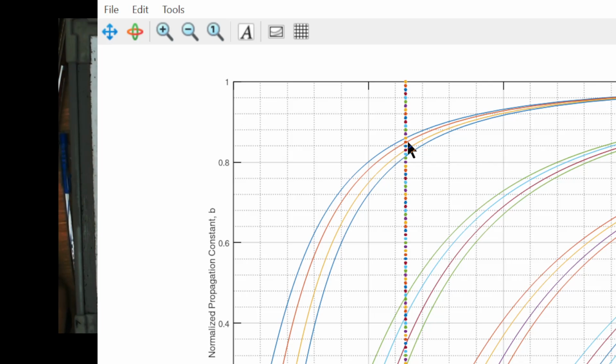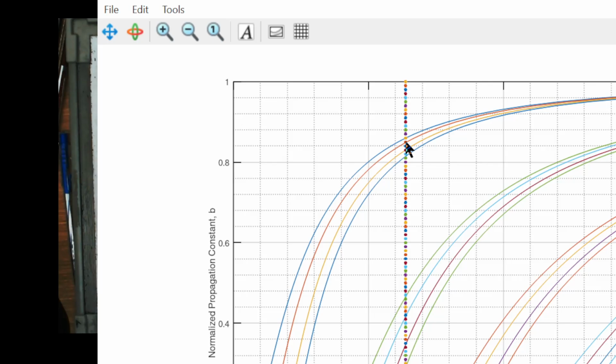Now let's take a look at the crossing between the vertical line, which represents V equals to 6.32, and the second curve here. You can see the number here is 0.851. So I will write it down for TE mode. For TE, the asymmetry factor is 1.09, and from what we can get, the B value is 0.85.